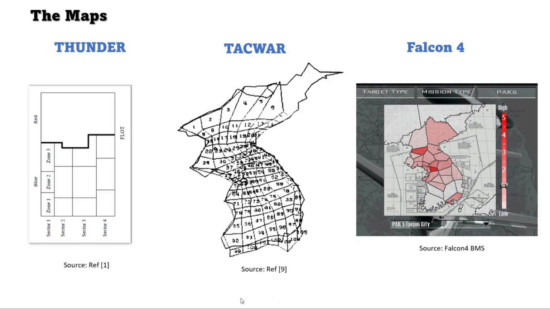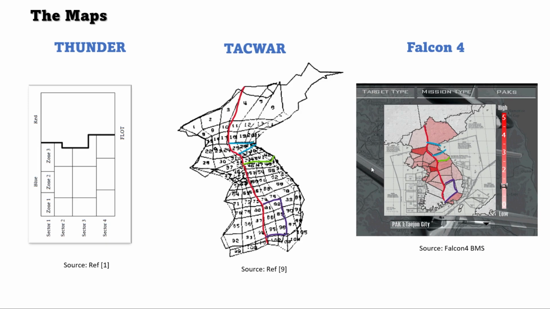So I already showed you that Thunder used that sector zone structure. Unfortunately, I never managed to get my hands on an official map of Thunder, but I managed to find a map of another model of that time called TAC War, developed before Thunder, but which used a very similar division of sectors, as you can see here in the middle.